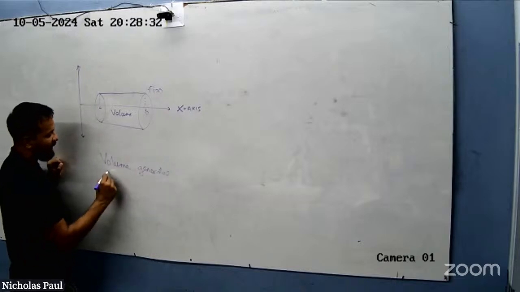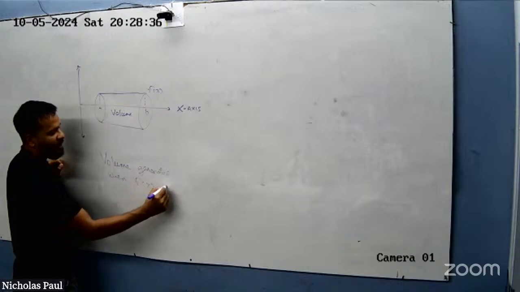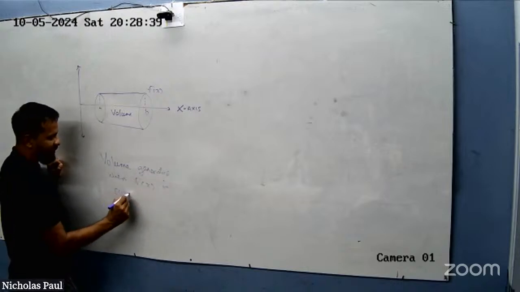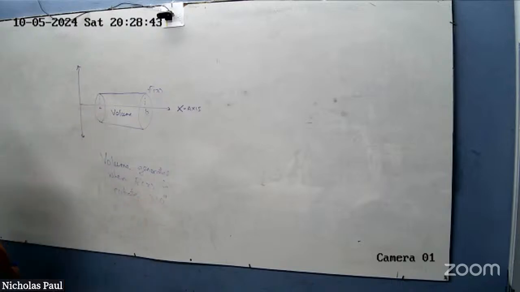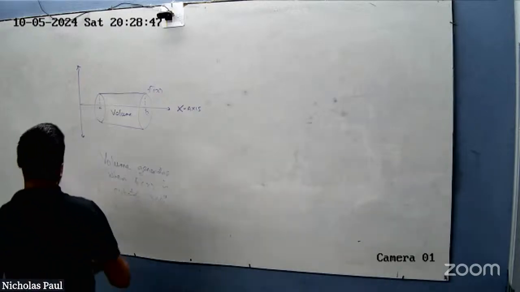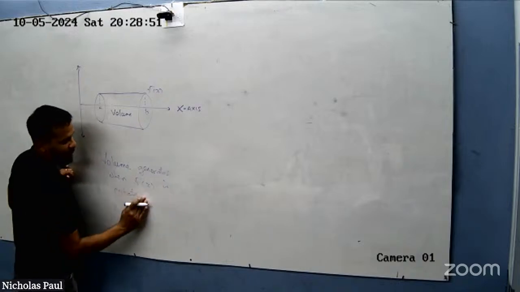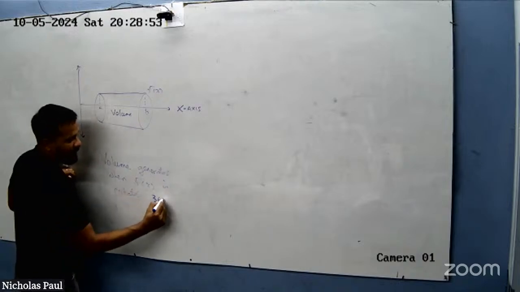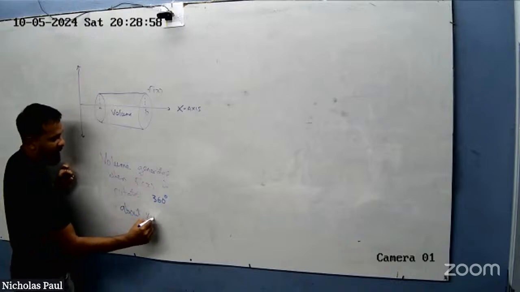Volume generated when the function is rotated. Volume generated when f of x is rotated 360 degrees about the x-axis.